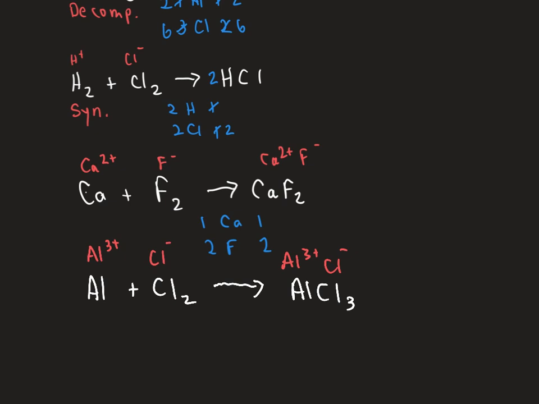So now we can do our atom count. 1 aluminum, 2 chlorines, 1 aluminum, 3 chlorines. And then to balance this chemical equation, we need to put a 2 in the front there. That's going to change our aluminum to 2, to 6. A 3 here. That's going to change this to a 6. And a 2 here. And that's going to change that to a 2. Okay, so that's how to predict the product of a synthesis and a decomposition reaction.